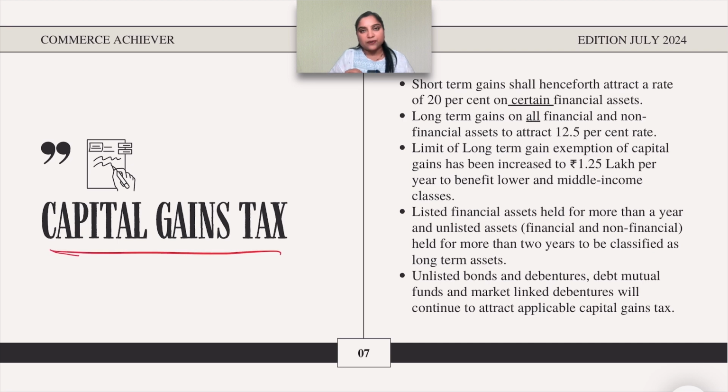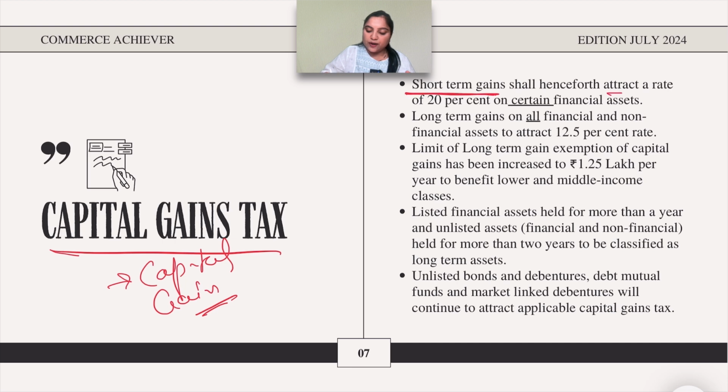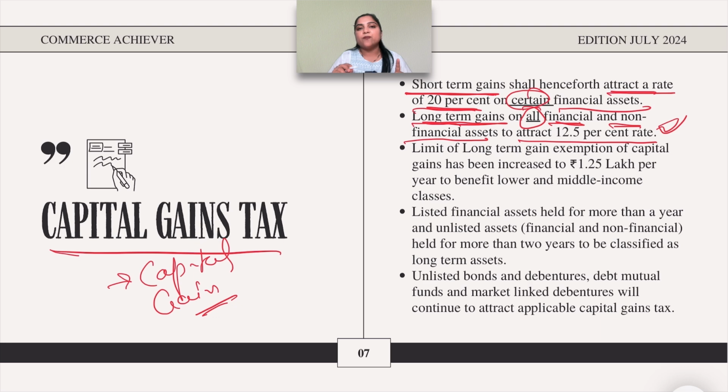Next update is related to the capital gain tax. That means your earnings from capital gain, either from the short term or the long term. Short term gain attracts a rate of 20% on certain financial assets. Remember, it's not on all assets. There are certain financial assets which attract 20% of the short term capital gain. Clear? Long-term gains on all financial and non-financial assets attract 12.5%. That means earlier it was 10%, which is now increased to 12.5%. That means whether you hold financial assets or a non-financial asset, maybe land or anything else, the long-term capital gain rate is revised and increased to 12.5%.